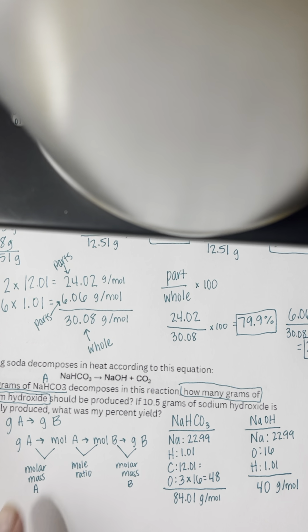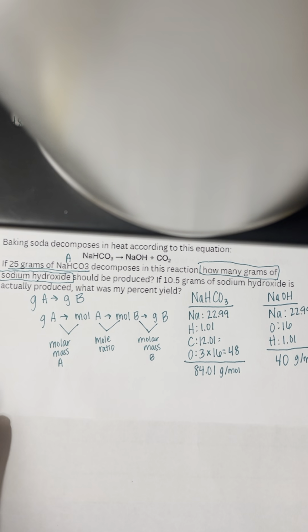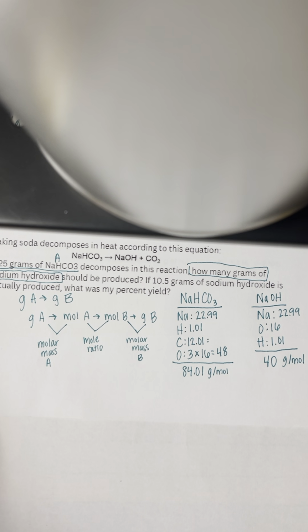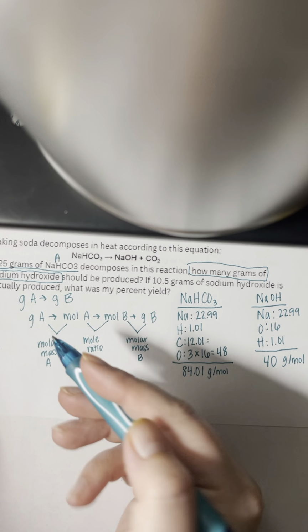And here's what we're gonna do. We're gonna set up our conversion right here. Okay, so now that we have our conversion factor and all of our stuff, we're gonna go from grams A. So we start with 25 grams of NaHCO3. That's what we start with.